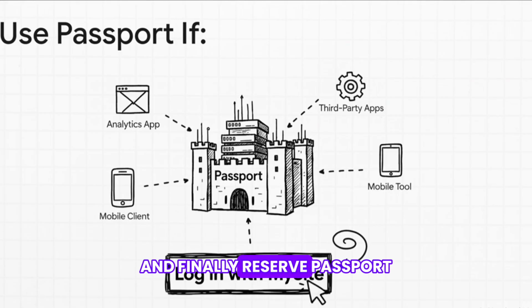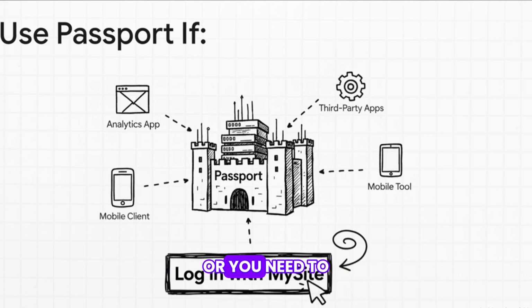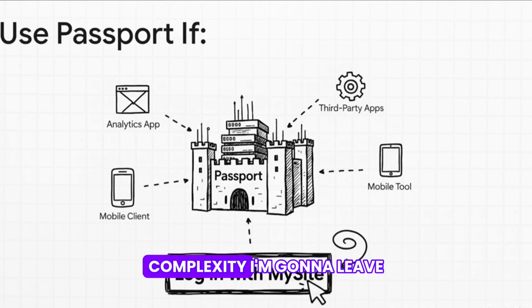And finally, reserve Passport strictly for those heavy-duty enterprise scenarios where you genuinely need full, strict OAuth 2 compliance. If you're building a massive ecosystem with multiple third-party clients, or you need to allow users to authorize external applications, think of that classic "Log in with my site" button. Then, and really only then, should you take on the whole shebang of Passport's complexity.